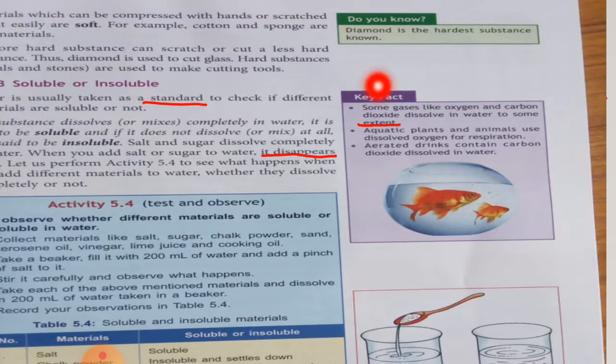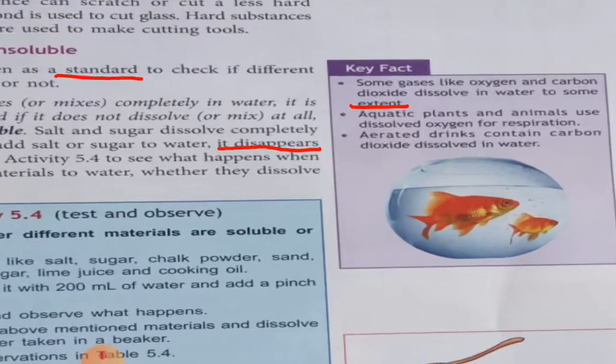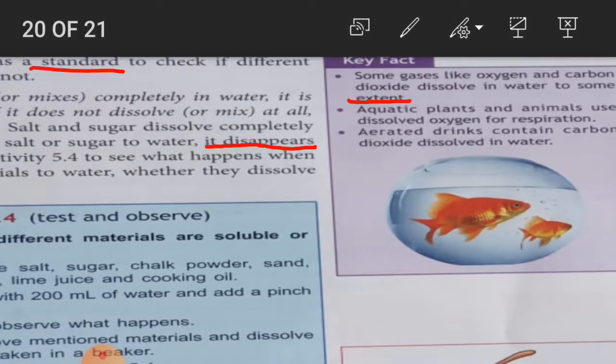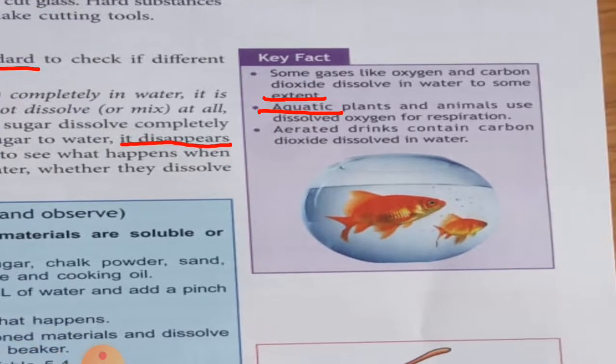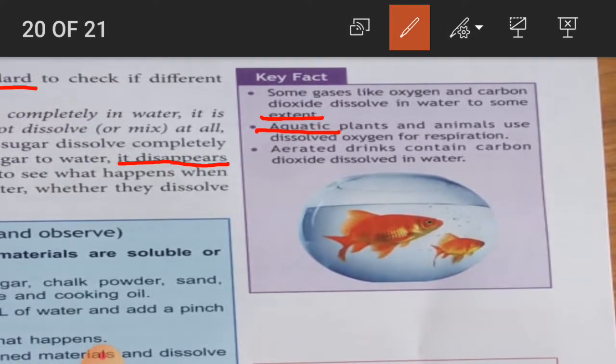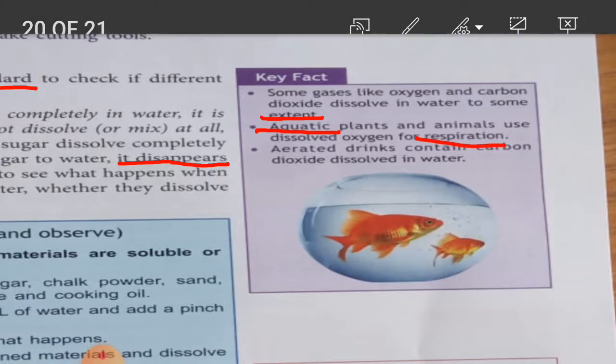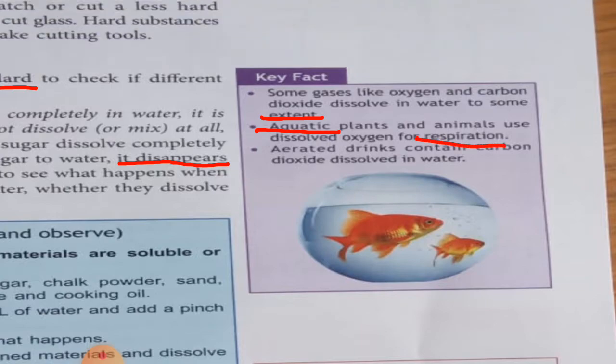Now the second, aquatic plants and animals use dissolved oxygen for respiration. Here you have to underline aquatic means water. You can say that plants and animals who need water for their survival. And here you have to underline respiration, which means breathing. So, plants and animals who need water for their survival, they use dissolved oxygen for their breathing.